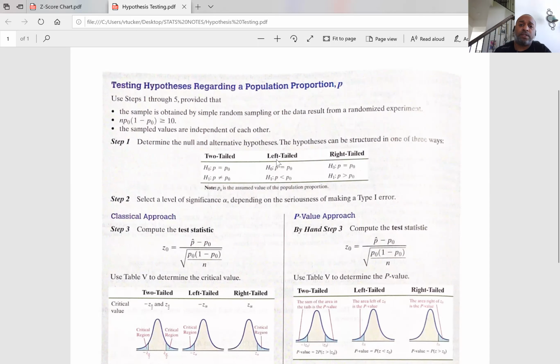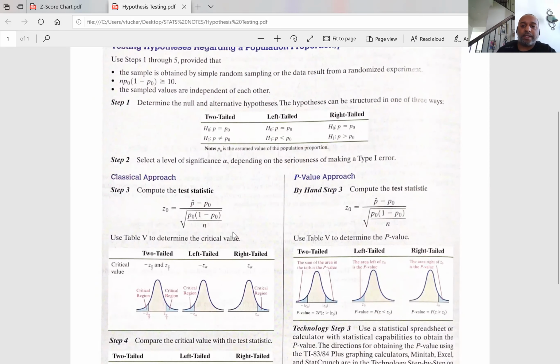It could be two-tailed, left-tailed, right-tailed. The wording in your problem will dictate which one it is. So if it just says something about the researcher wanting to see if it's going to be different, then that would be not equal to, which would be two-tailed. If it says the researcher wants to test to see if it's going to be less than, then you will do your less than symbol, or left-tailed. And then if it says something about wanting to test if it's increased or greater than, then it will be a greater than symbol, or in other words, right-tailed.